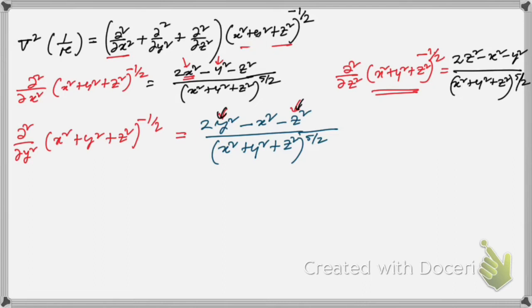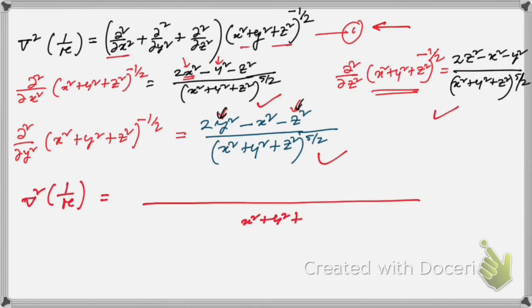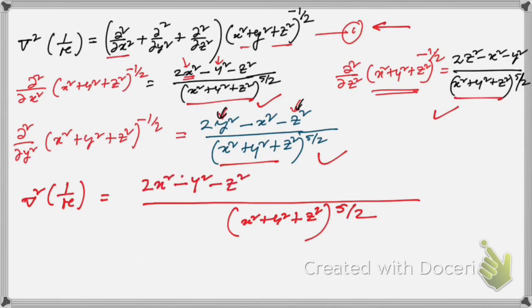So if you add all these three results and put them in the above equation number 1, suppose you use these three results here, then you're going to have this. Here we are going to take as LCM x square plus y square plus z square whole to the power 5 by 2. We have taken all these three denominators as LCM, and here in the numerator you will have this.